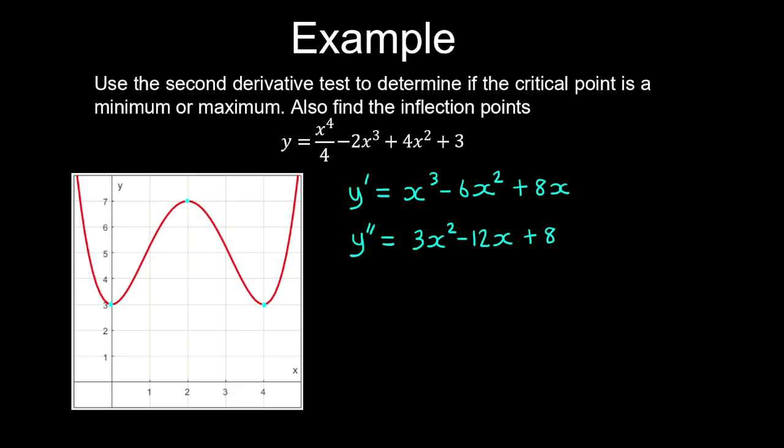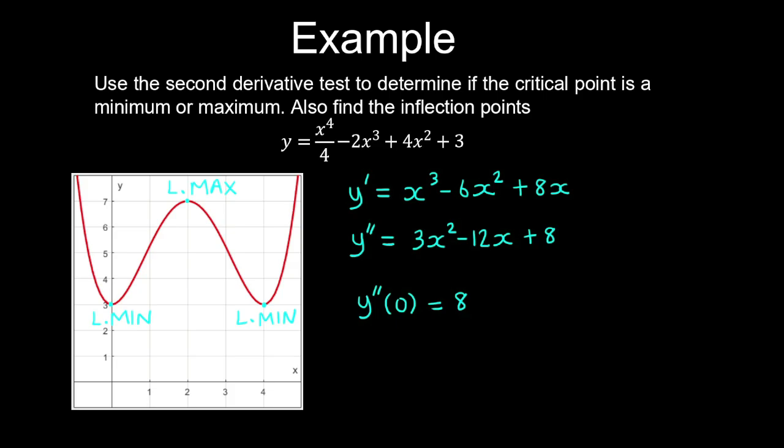And if you substitute for x equals 0, well, what we'd get is y double dash of 0 is equal to 8. And given that's a positive value, our critical point at x equals 0 is a minimum. And if you substitute x equals 2, you're going to get a negative value for a maximum. And for x equals 4, you're going to get a positive value for a minimum. So really have a think about why a positive value gives us a minimum.